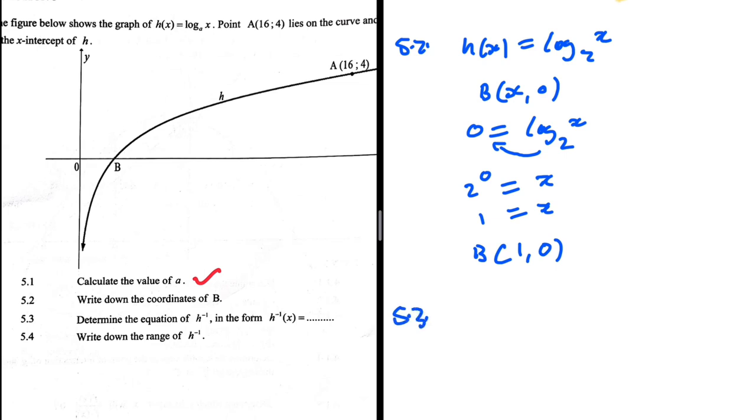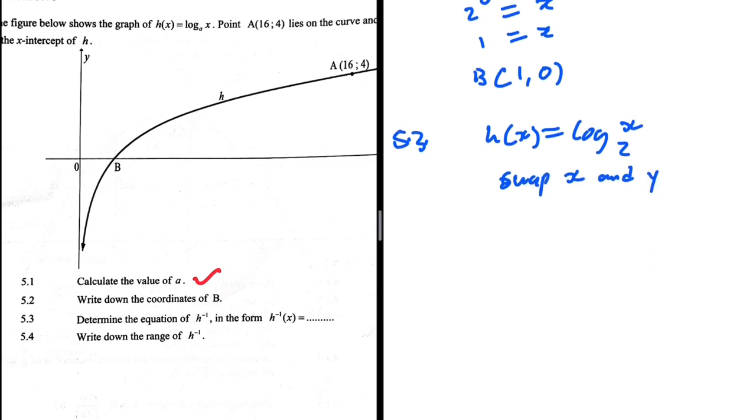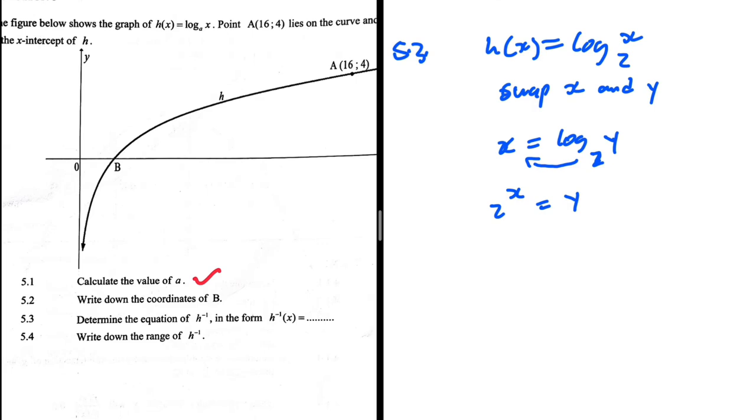5.3, we're looking for h inverse. So h of x is equal to log of x base 2. The first step in finding the inverse, we need to swap x and y. Let's do that. So in place of h of x, we put x, and in place of x, we put y. And then the second step, we make y the subject of the formula. So how do we do that? Again, the log law. It's very crucial to know these log laws. And then we end up with 2 to the power x being equal to y. Well, let's just write it nicely.